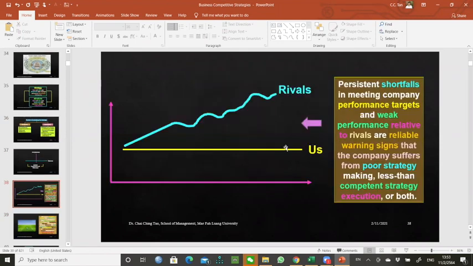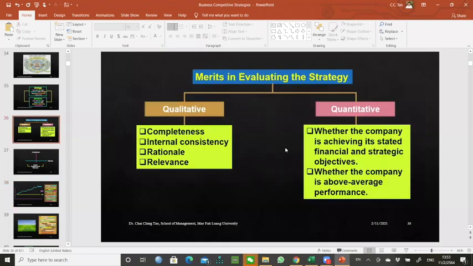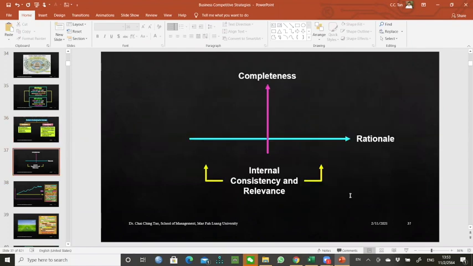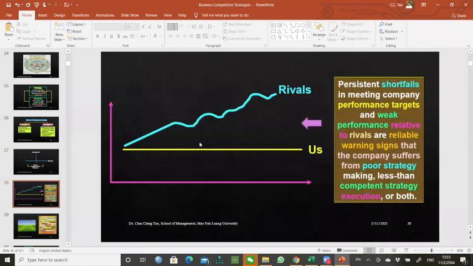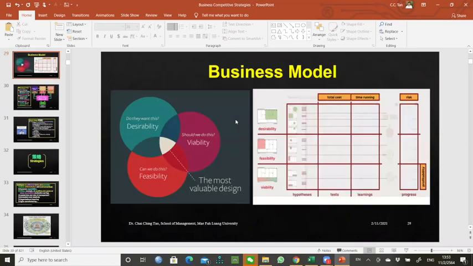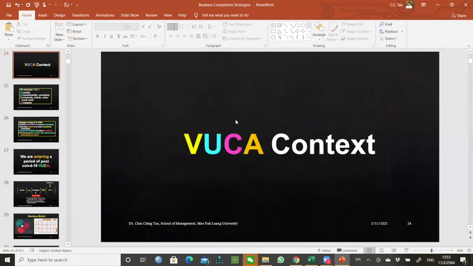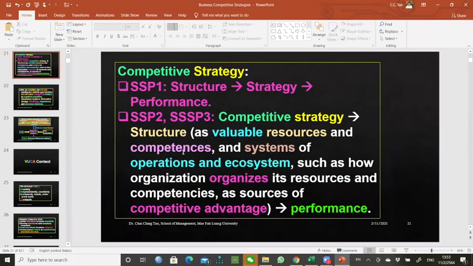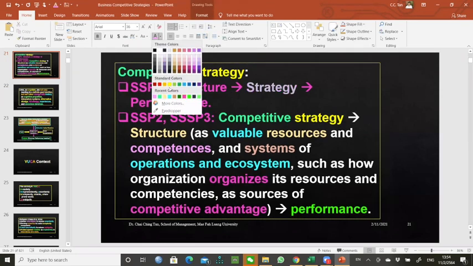And if, let's say, for example, quantitatively, your financial objective or your strategic objective or industry performances are right here, and your rivals are right here, but you are here, that means you have a gap, and that kind of gap will indicate that you have a performance issue. When you have a performance issue based on the SSP situations, the understanding that we have done, that means that something is wrong with your strategy, right? Something is wrong with your strategy.